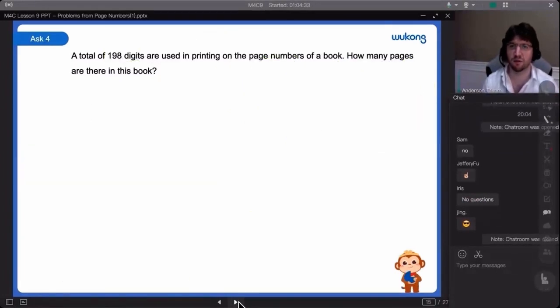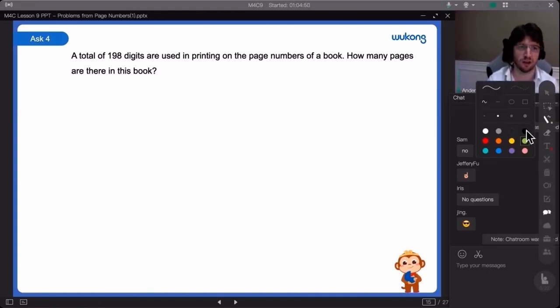All right. So one more problem like that. There are a total of 198 digits used in printing the page numbers of a book. So the book has a total of 198 digits. How many pages would give you 198 digits?